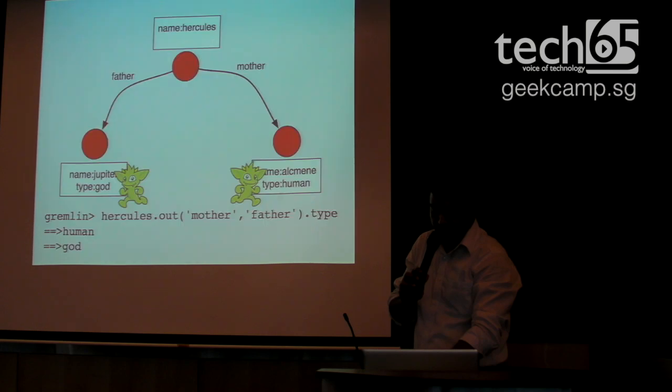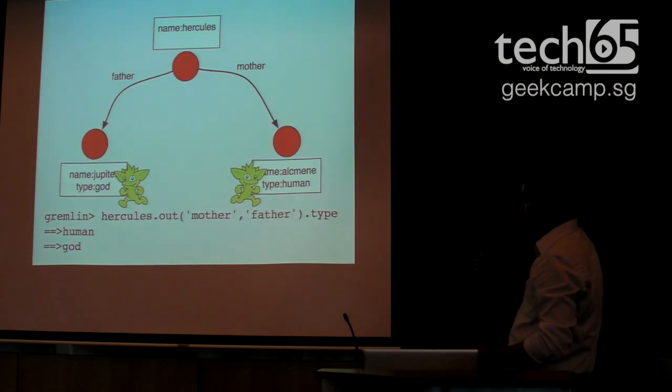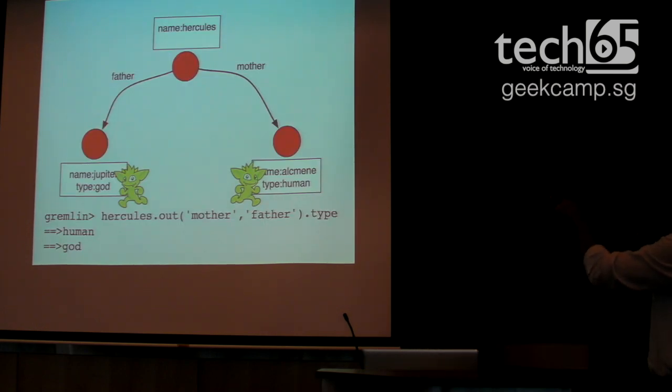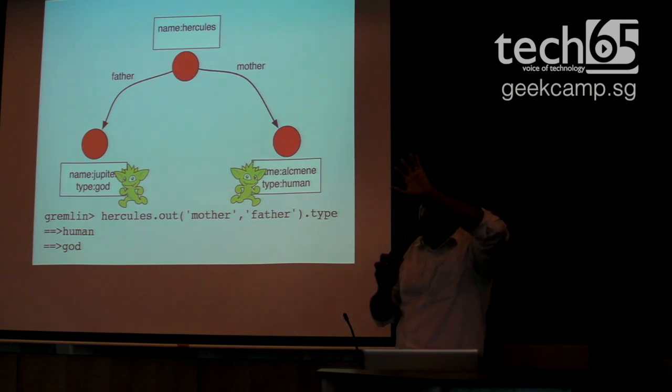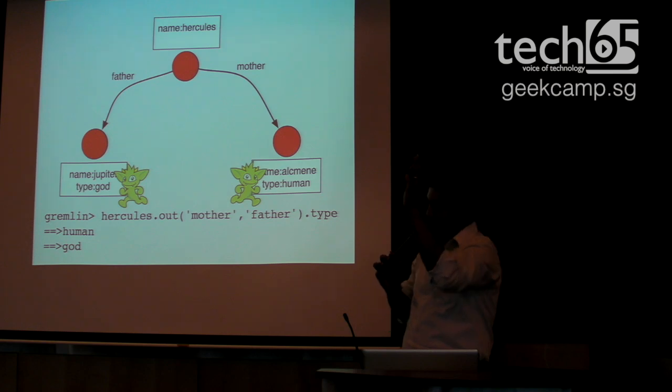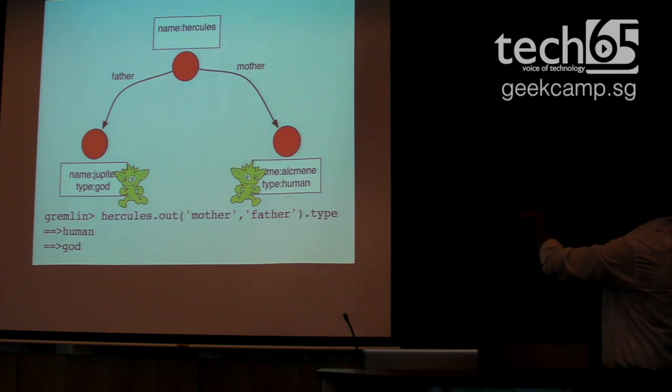So you'd say something like this. You'll try and figure out, so what's the definition of a demigod? A demigod is somebody who has one parent who's a god and another parent who's a human. So let's try and answer that question from this little graph that we have right here.